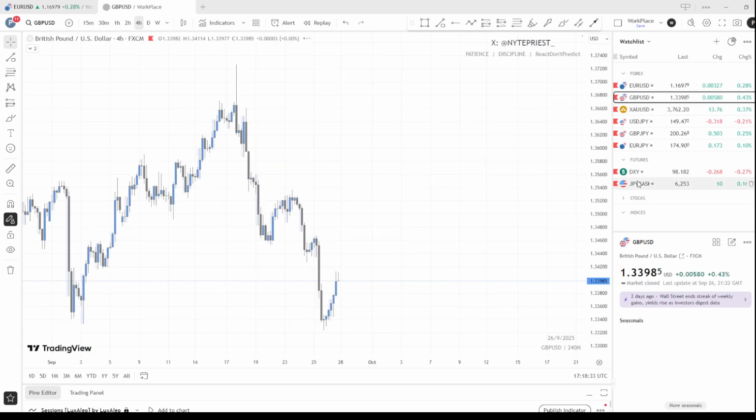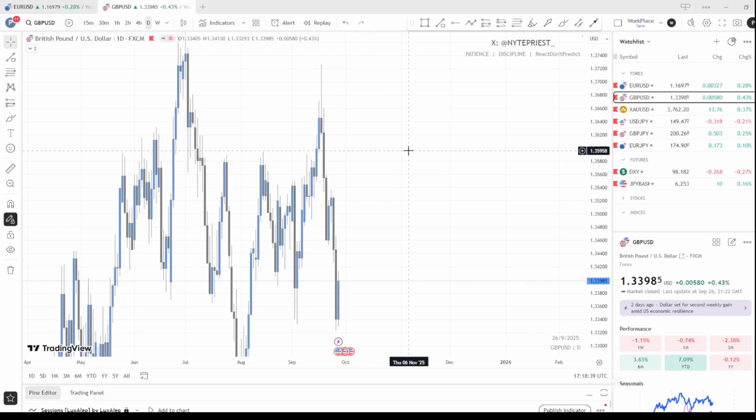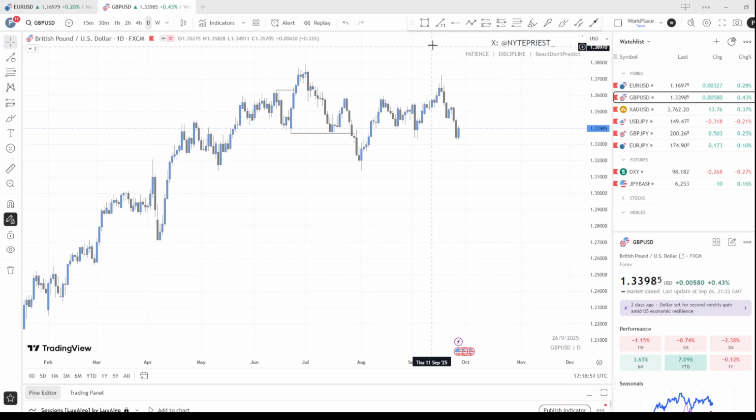Let's go to the GBPUSD. On the GBPUSD, we have a break of structure to the upside on the time frame, break of structure to the downside on the time frame. We have this extreme order block, which is a supply order block. We tapped on that extreme order block.